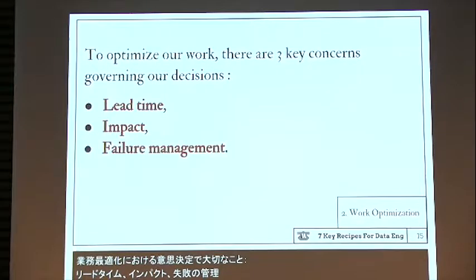The three concerns that you should always aim for are to optimize for lead time, impact, and failure management. And failure management is obviously key, because in other fields, sometimes we know what we do, and we know if this approach will succeed or not. We are able to estimate, but in data engineering, usually we don't.